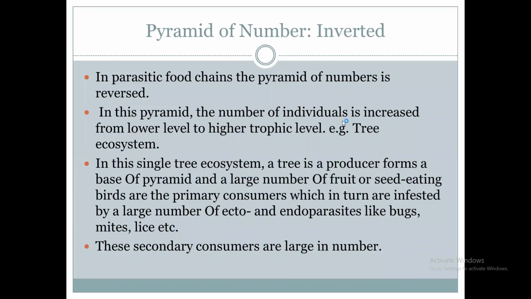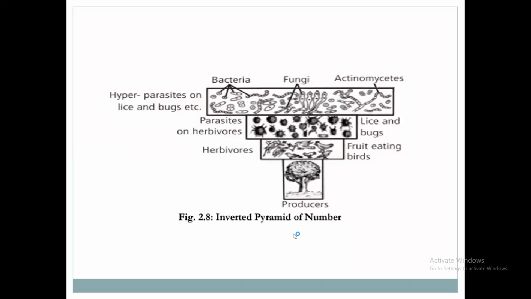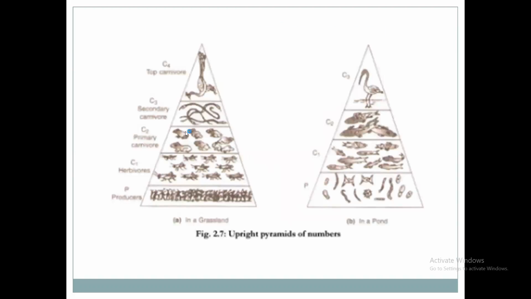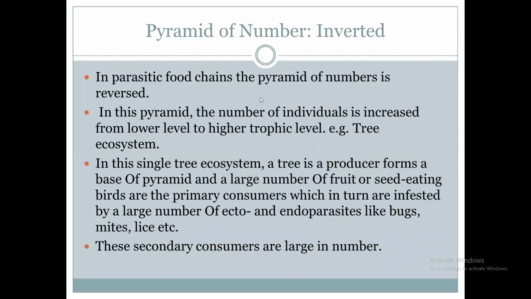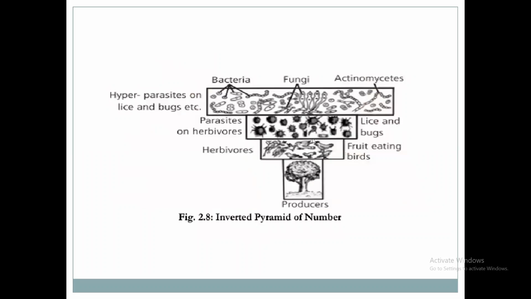Then the second one, the pyramid of number inverted. Inverted, that's a cell, inverted pyramid. So, like a triangle, towards the apex how is it? Here in the diagram, the apex is at the top. At the base, there are producers. At the top are tertiary consumers. So exactly opposite to that, an inverted pyramid is there.